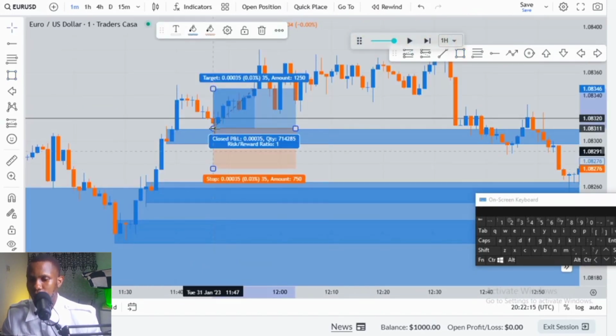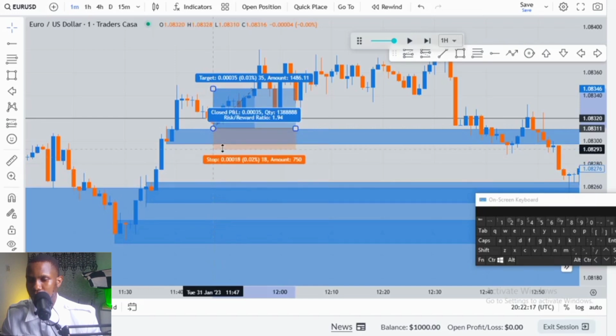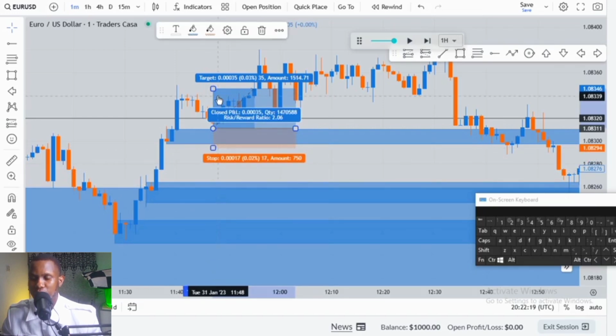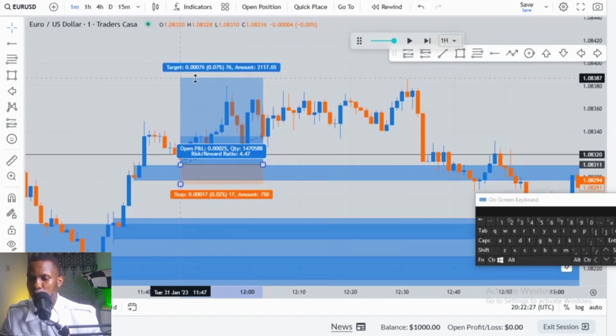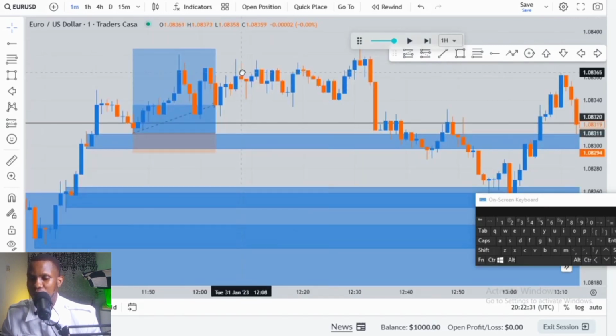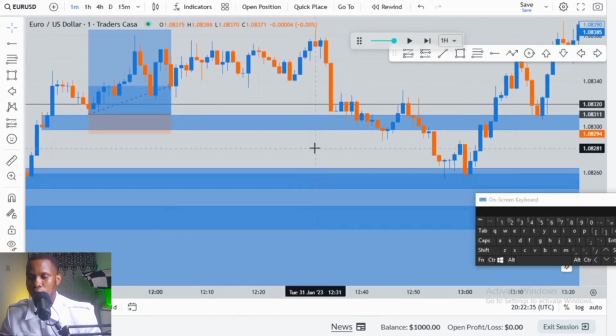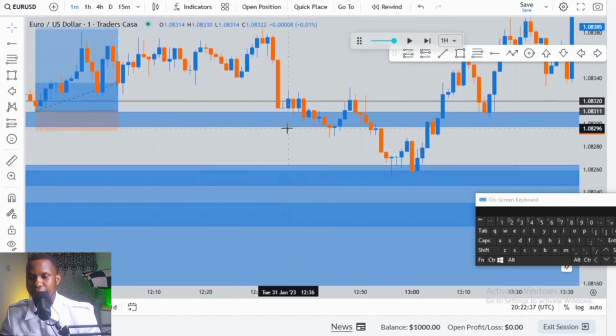My entry here, stop loss fixed below here. Target 1:5 RR. You see this one almost got to 1:5 for my first take profit before taking us out at a loss here. This is actually a loss, guys. So once this one has been cleared, we can't re-enter again from here. Wait for price action to retest here.